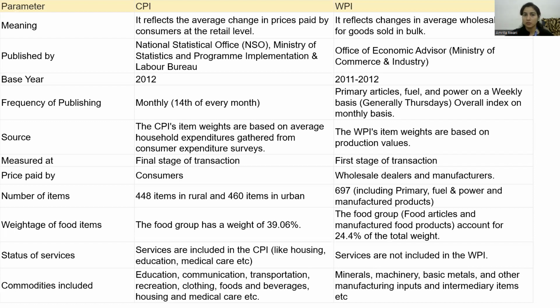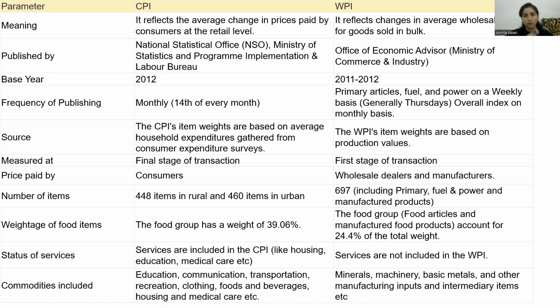Frequency of publishing: CPI is published monthly, on the 14th of every month, and the WPI primary articles, fuel and power are on a weekly basis, generally Thursdays, and overall indices on a monthly basis. Now, the source: the CPI item weights are based on the average household expenditure gathered from the consumer expenditure survey, and the WPI item weights are based on production values. Measured at: CPI is the final stage of a transaction, and WPI is the first stage of a transaction.